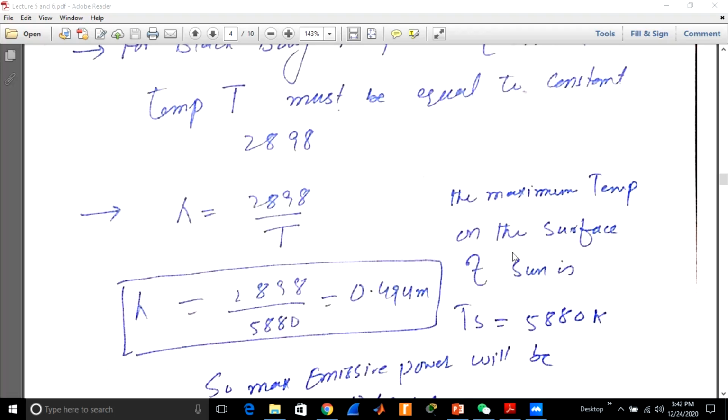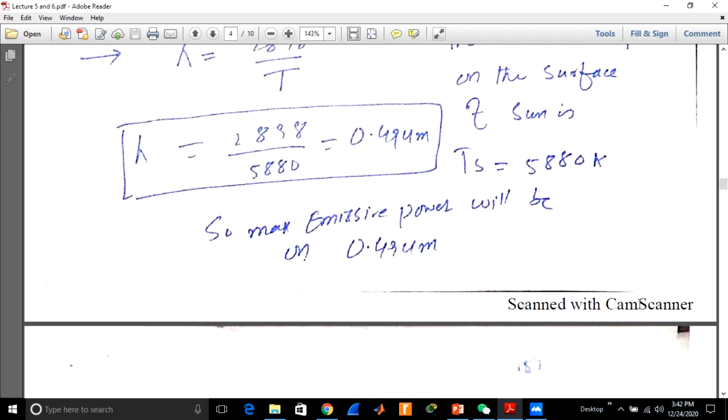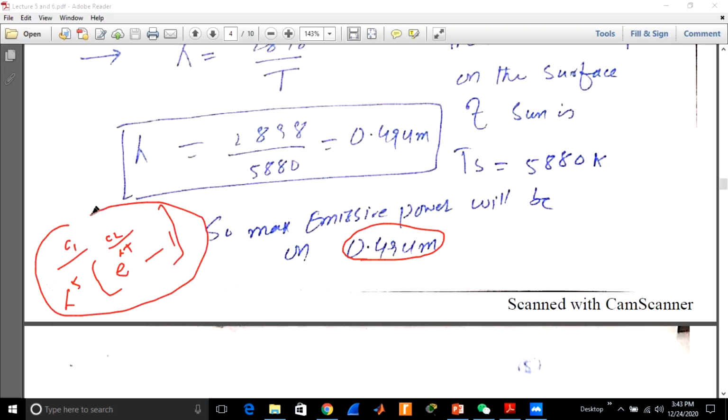So it is clear that at the maximum temperature on the surface of the sun, TS, the maximum emissive power wavelength will be 0.498. So if someone asks you to calculate the emissive power, you can also calculate it if they give C1, and you know the lambda is this, lambda to the power of minus 5 into e to the power of C2. This is a constant. Lambda is the value we have already calculated, and capital T is the surface temperature, minus 1. So you can calculate the emissive power at that wavelength.